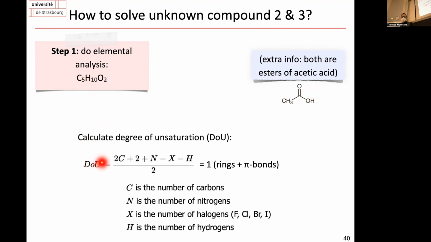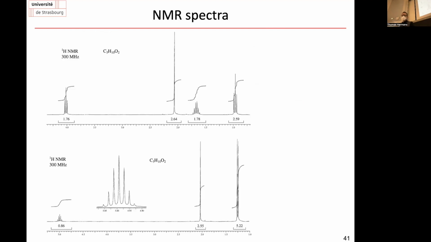We calculate the degree of unsaturation, and it's 1. So either we have 1 ring, or we have 1 pi bond, but there's already a double bond here, so no ring. Okay, no ring, 1 double bond. These are the NMR spectra. So we have the 2 different compounds, esters of acetic acid. What do you think the structure will be and why?